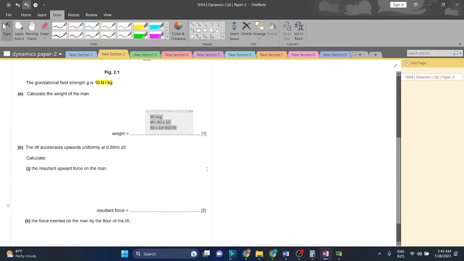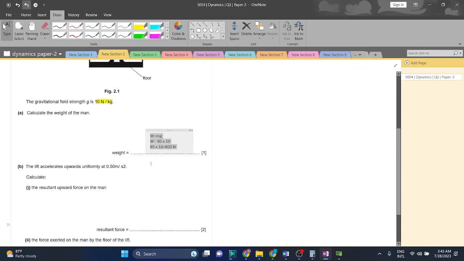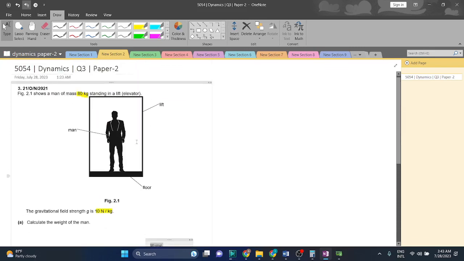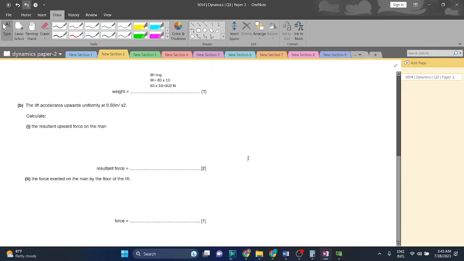So let's move on. The lift accelerates upwards uniformly at 0.5 meters per second squared. Calculate the resultant force upward for the man. We'll use the formula F is equal to ma. F is equal to mass, which is 80, times a, which is 0.5. 80 times 0.5 will be 40 newtons. So the resultant force will be 40 newtons.